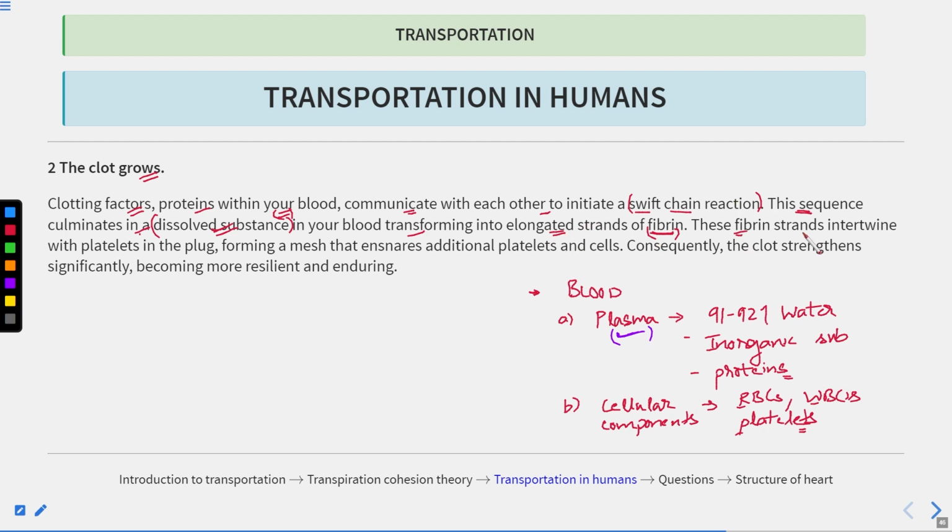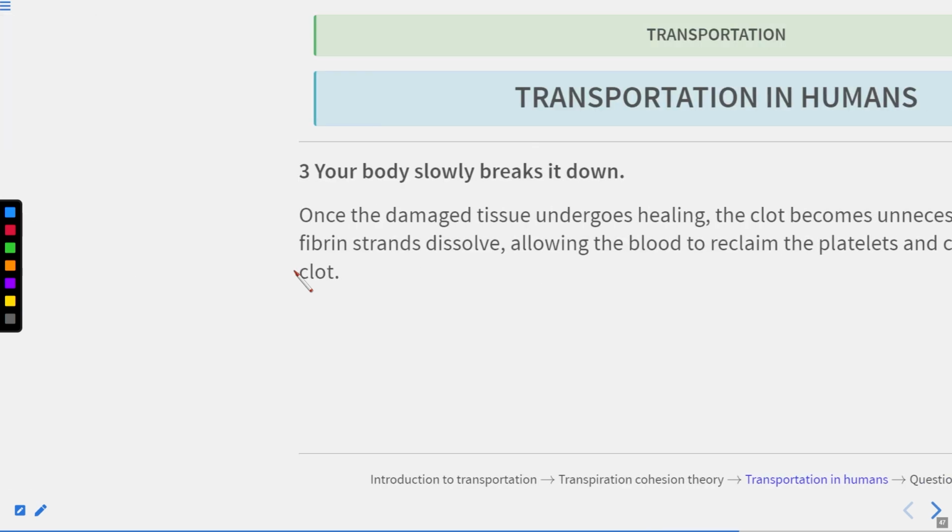Now these fibrin strands intertwine with the platelets present in the plug, forming a mesh that combines with the additional platelets in the cell, and consequently the clot strengthens significantly, becoming more resilient and enduring. So this is known as the growth of the clot.